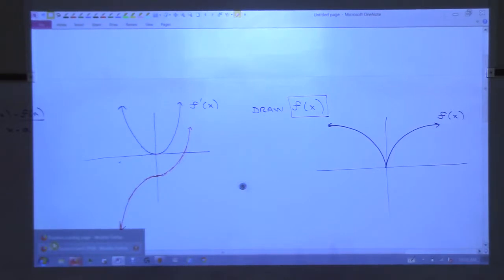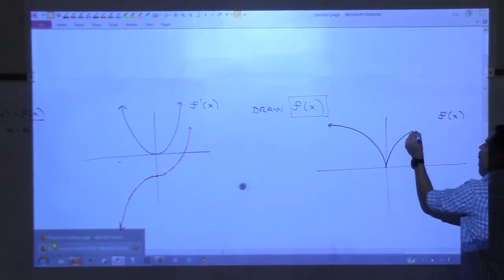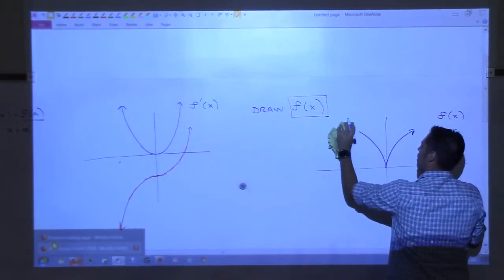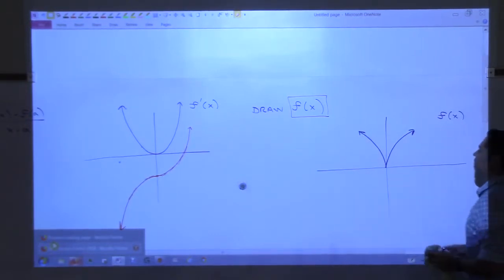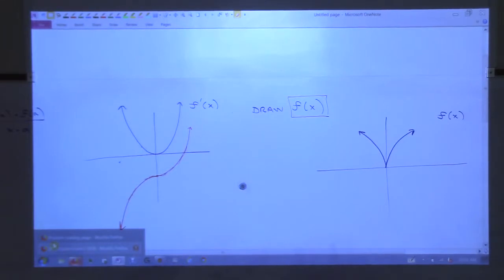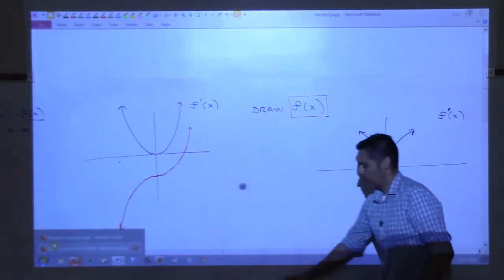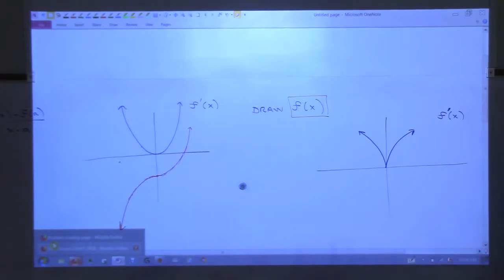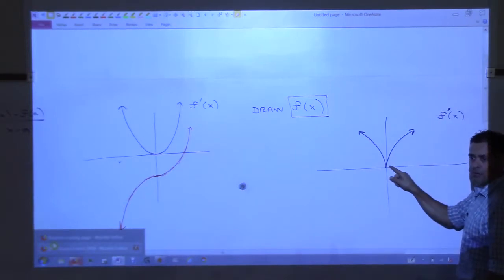I kind of didn't draw that very good. These go up more like this forever. This is the derivative. Sorry, this is the derivative. I want f. Is there anywhere where the slope of the tangent line is 0? At 0. At 0, the slope of the tangent line is 0.